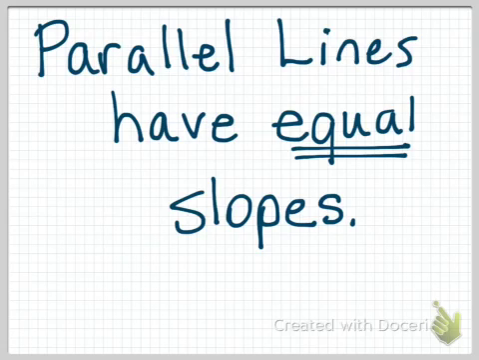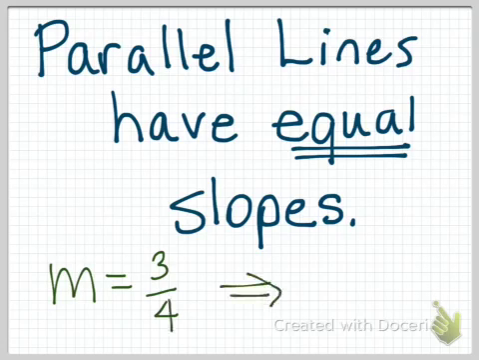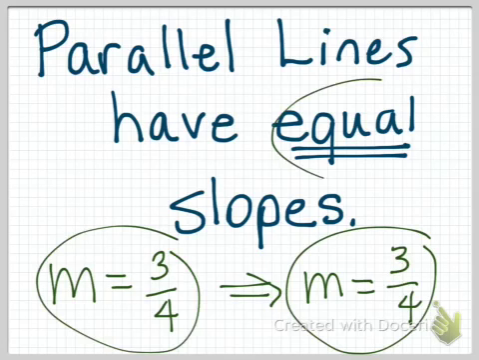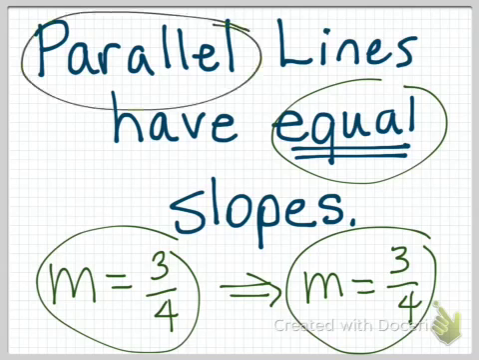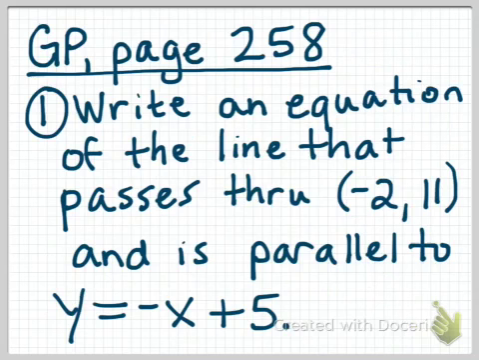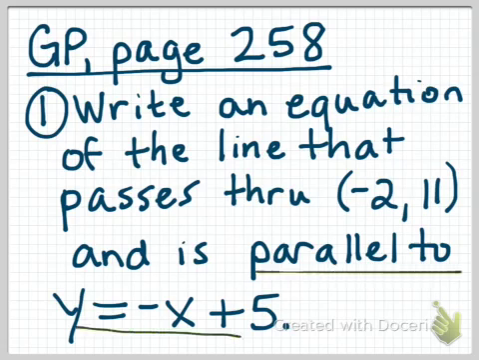We've talked before in previous chapters about the fact that parallel lines have equal slopes. So if the slope of one line is 3/4 and it's parallel to another line, the only possible slope for the other line is 3/4, because the slopes must be equal if the lines are parallel. So what we're going to be asked to do in this lesson is to write equations of lines if we're given a hint about them in the form of the fact that it's parallel to another line.